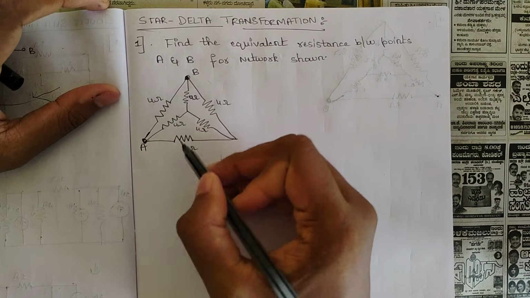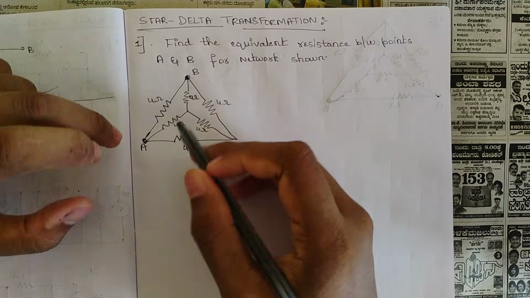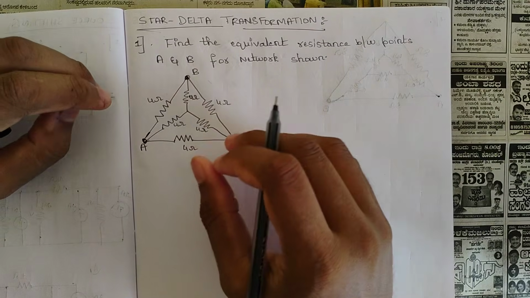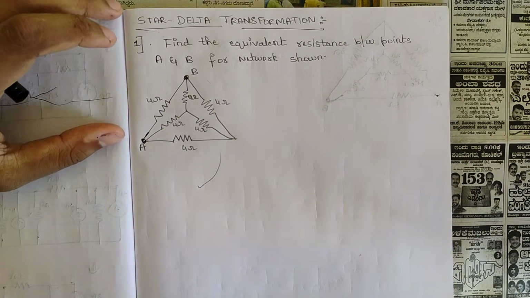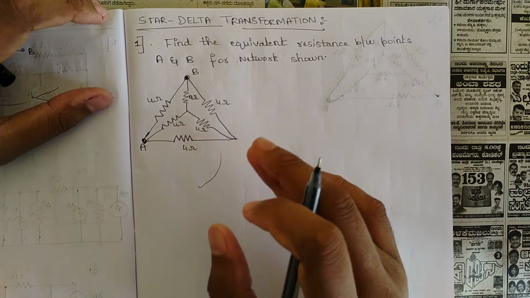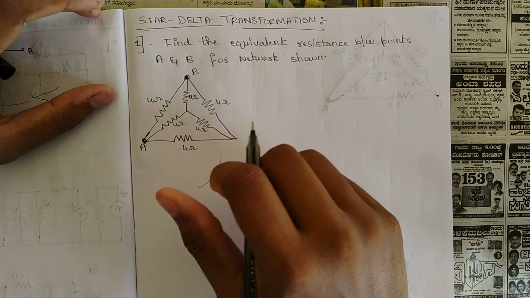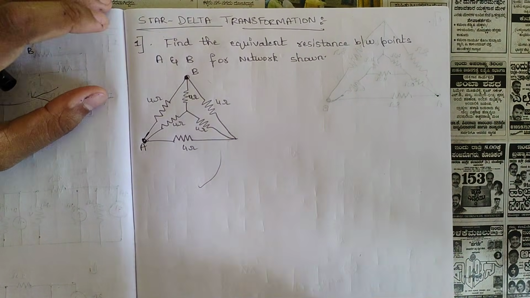Totally how many resistances do we have here? 1, 2, 3, 4, 5, 6 resistances. We should be applying the concept of resistors in series and parallel, which I already told in the basics. That only we should be applying along with star delta transformation.